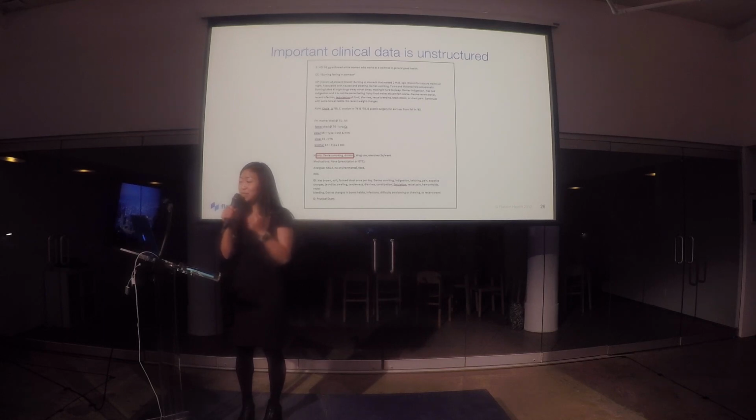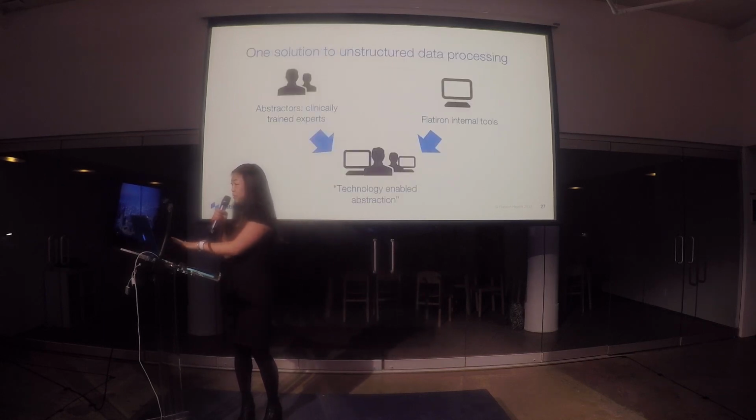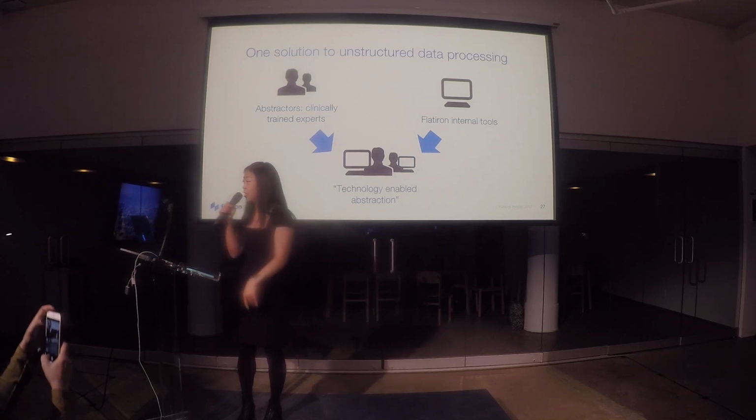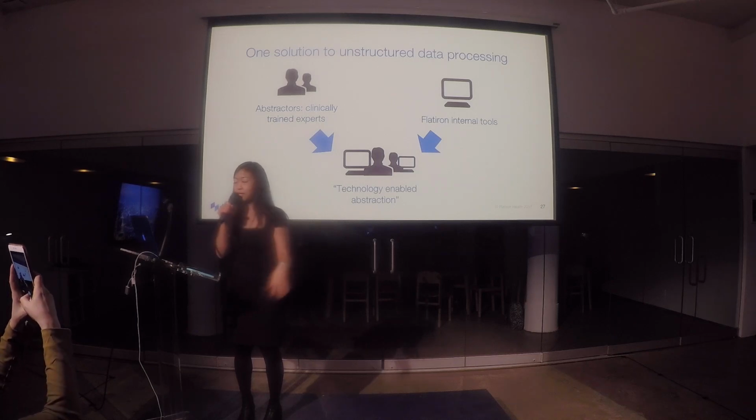effort. So what have we done to approach this problem? One solution we came up with is known as Technology-Enabled Abstraction, which relies on abstractors who are clinically trained experts, people who really understand cancer data, who've worked with cancer before, and we have them manually review and curate unstructured text into the information important for real-world evidence, for research.